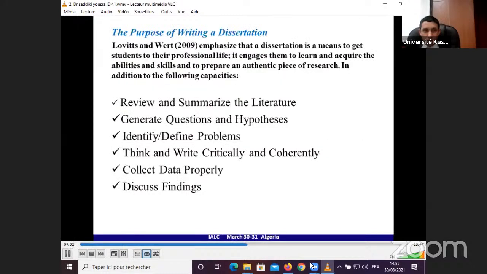The purpose of writing a dissertation. Lopez and Greta, 2009, emphasized that a dissertation is a means to get students into their professional life. It engages them to learn and acquire the abilities and skills to prepare an authentic piece of research, in addition to the following capacities: review and summarize literature, generate questions and hypotheses, identify or define problems, think and write critically and coherently, collect data properly, and discuss findings.